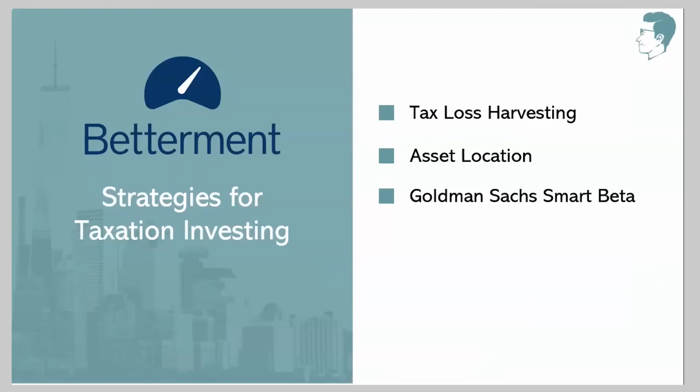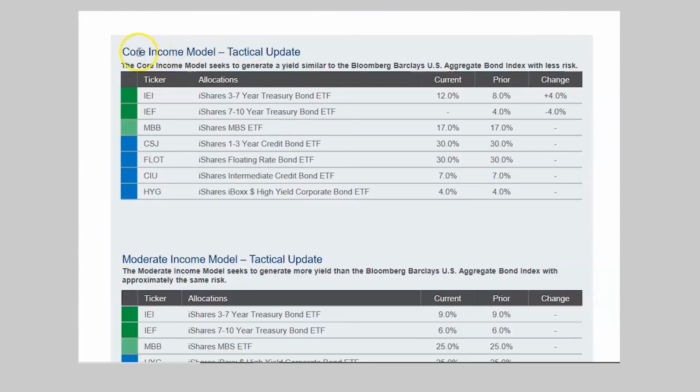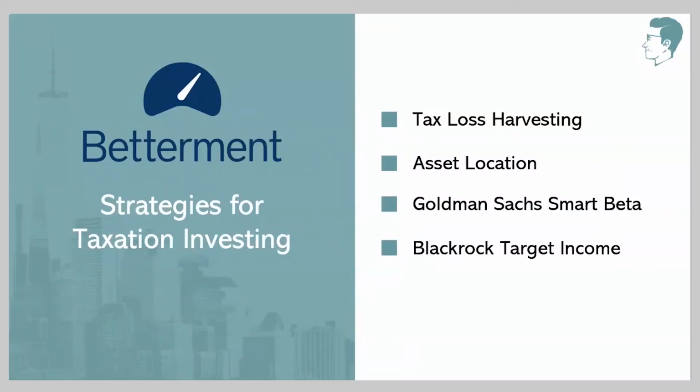Finally, the last investment strategy that we have here is called the Blackrock target income strategy. And so these target income strategies are really more for people who are going to be wanting income from their portfolios. So generally, a lot of people who are more probably retired are going to be benefiting from this. So for example, Core Income Tactical Update, it seeks to generate yield similar to Bloomberg's Barclays US Aggregate Bond Index with less risk. So essentially what this is doing is it's just trying to get you more income with less risk.